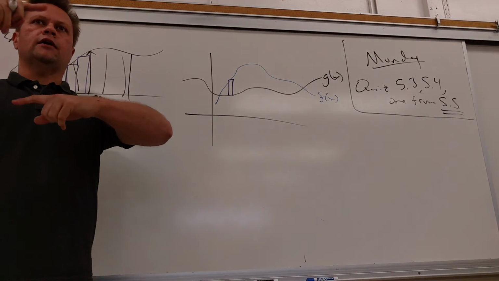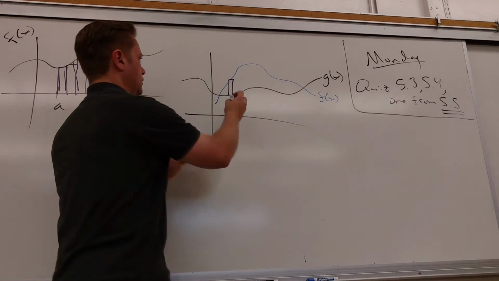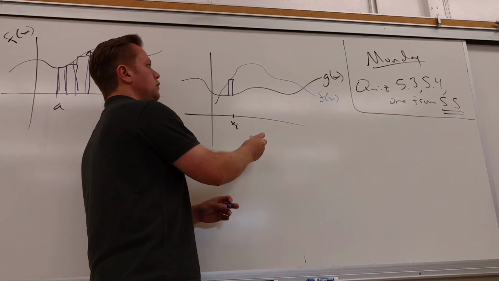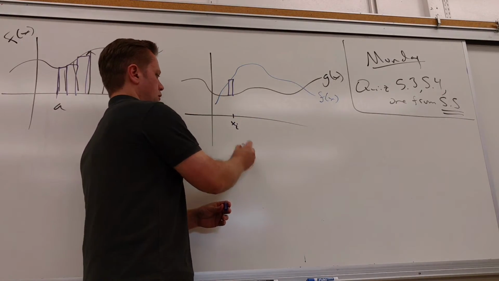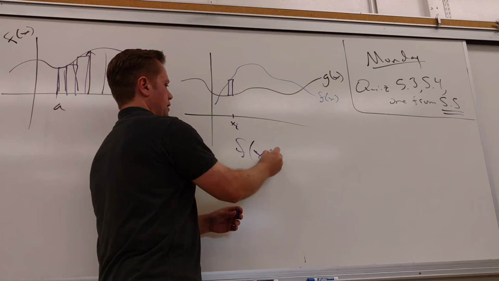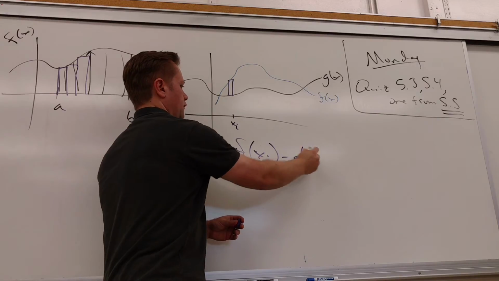How tall is that rectangle I just drew? Let's say it's at xi. What's on top though? Careful. F of xi. You're right, you said it right. So f of xi minus g of xi.